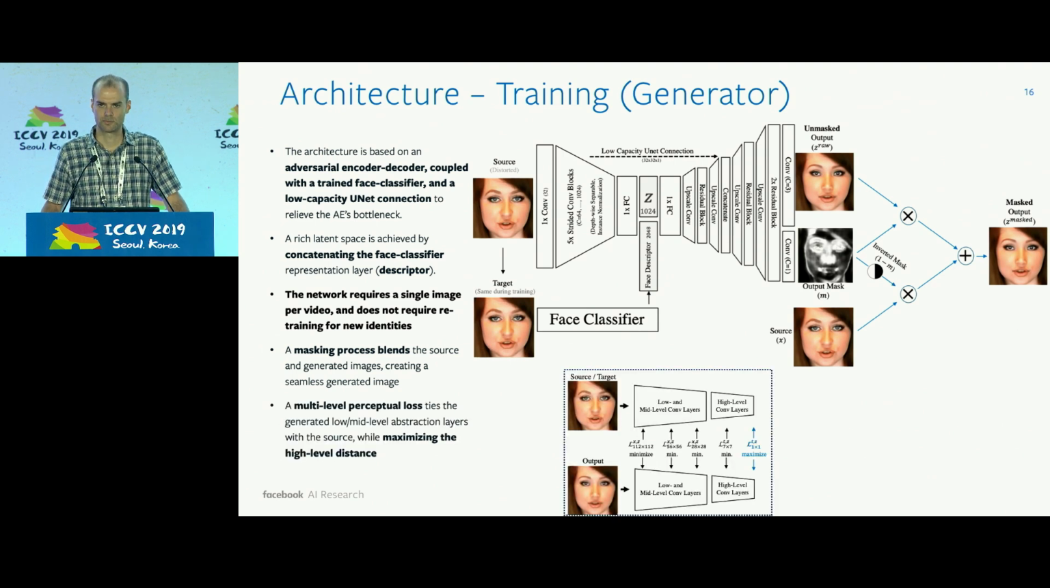We use a multi-level perceptual loss to tie between the source and generated low and mid-level activations, while distancing the high-level activations, which are the identity. This provides for a direct loss over distancing the identity while preserving the pose, expression, and illumination, which are the low and mid-level abstractions.